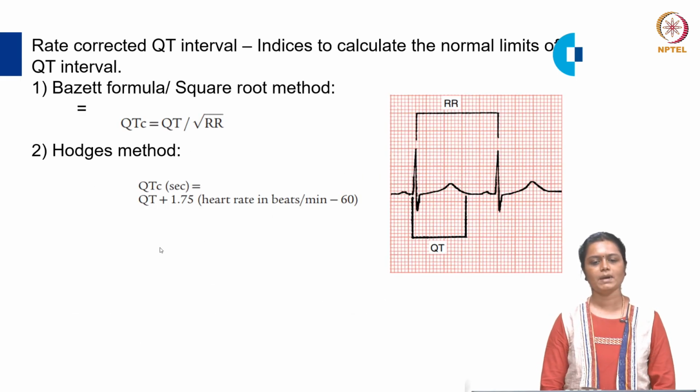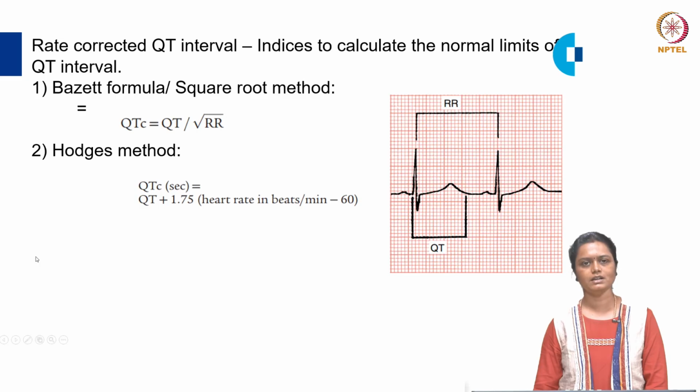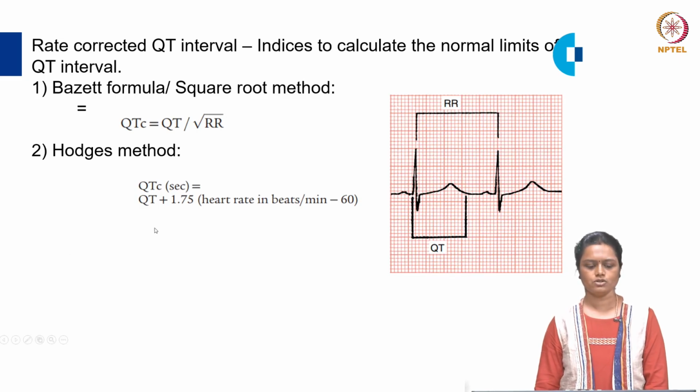One is the Bassett formula or the square root method, and the other one is Hodge's method. The Bassett formula tells us that the corrected QT interval can be calculated by dividing the measured QT interval by the square root of the RR interval. With Hodge's method, you have to know the heart rate in beats per minute, calculate the QT interval, and substitute in this formula.